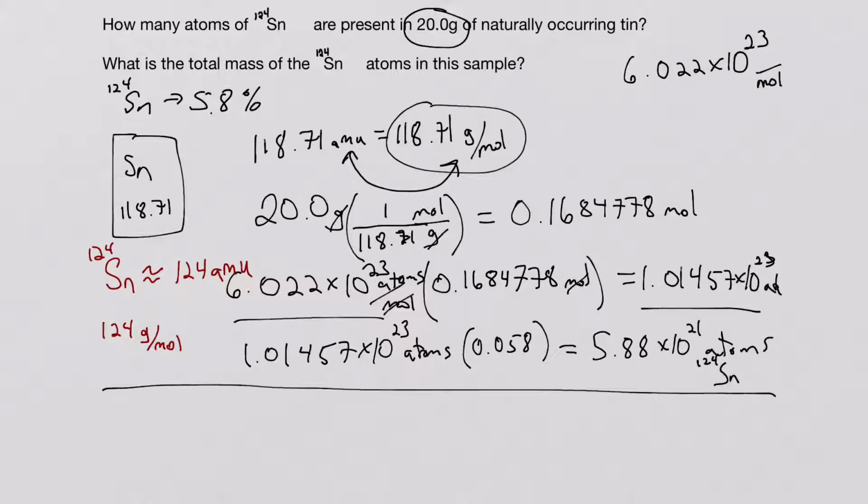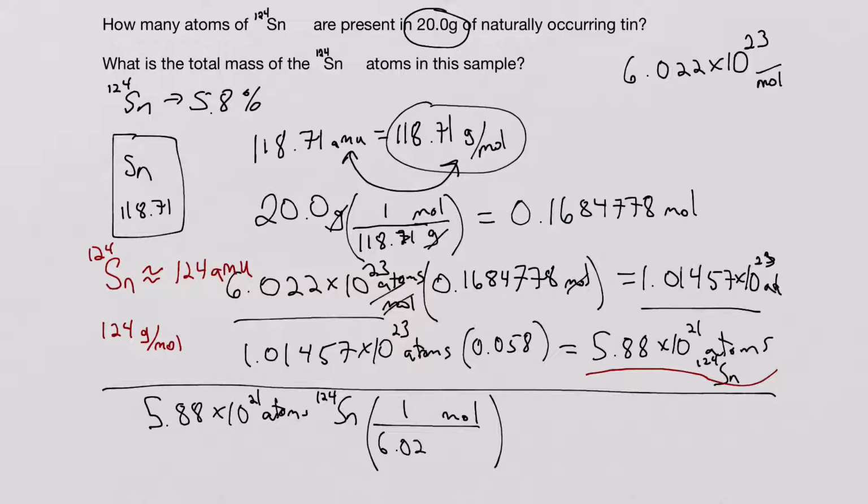So we know how to figure out how many grams as long as we know how many moles of tin 124 we've got. And we don't. We know how many atoms. So let's convert that. So what we'll do is we'll say that 5.88 times 10 to the 21 atoms of tin 124 is the same as, so I want to know how many moles is that. Well, I know that 1 mole is 6.022 times 10 to the 23 atoms. So now my atoms will cancel here in this conversion. And so that's going to give me how many moles of tin I've got.